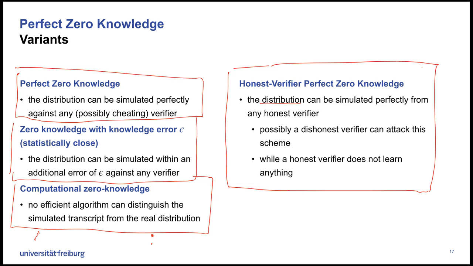Possibly a dishonest verifier learns something. So you could change an honest verifier perfect zero knowledge. Maybe you can correct this by two means. First of all, the dishonest verifier has to prove that he's actually made the honest decision. Have you taken a random bit? Is it really random? That's one way to solve it.